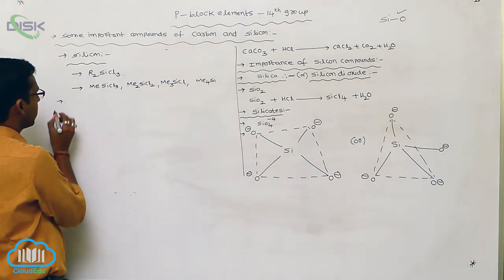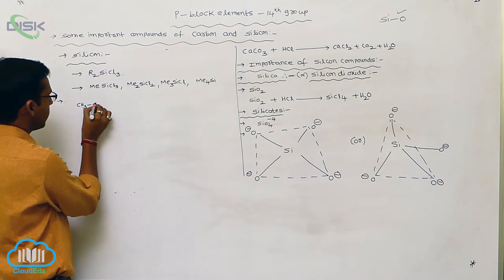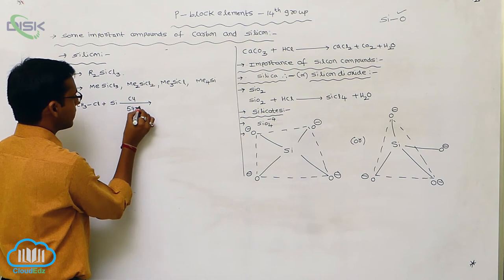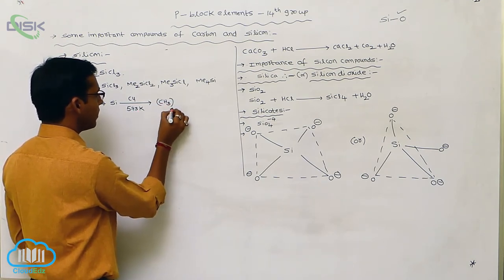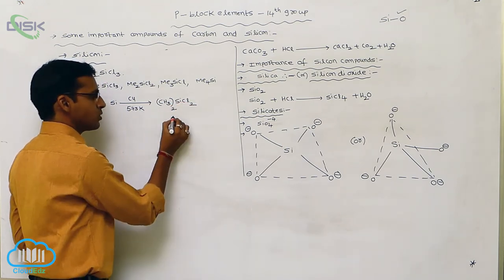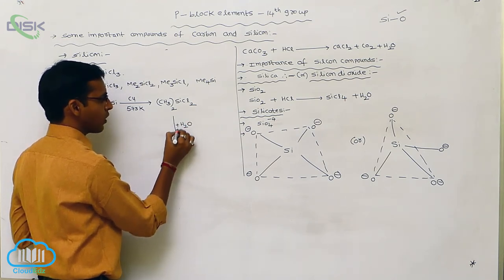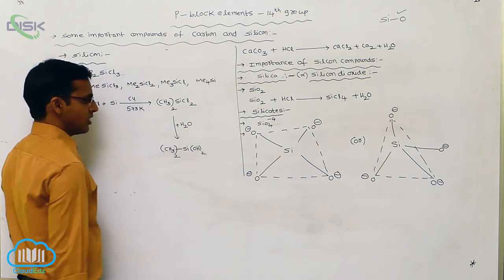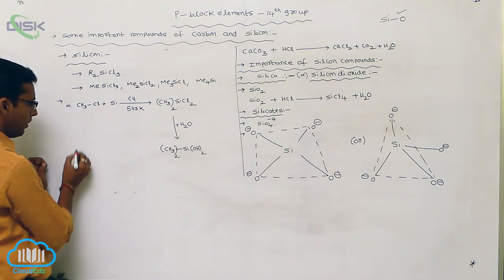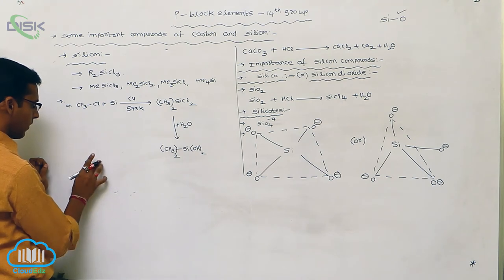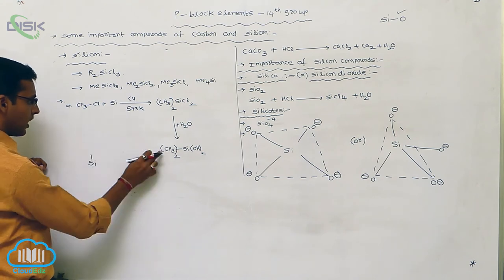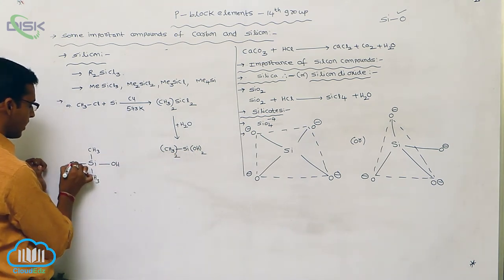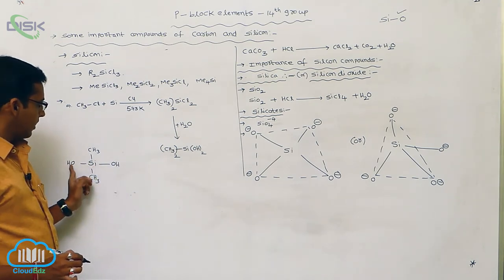Now see the reaction. Substituted chloride CH3Cl is reacted with silicon in the presence of copper metal at 573 Kelvin to produce dimethyl SiCl2. Through the hydrolysis process, the chloride substituents are replaced with hydroxy groups, that is OH taken twice. So the silicon here contains two methyl groups, CH3 and CH3, and two hydroxy groups, one OH group and another OH group.